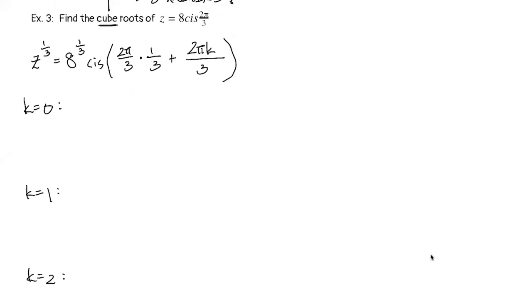So let's see what we get when we plug in 0. We will get 2, because 8 to the 1/3 is 2, cis 2 pi over 9 plus, what am I adding to it?